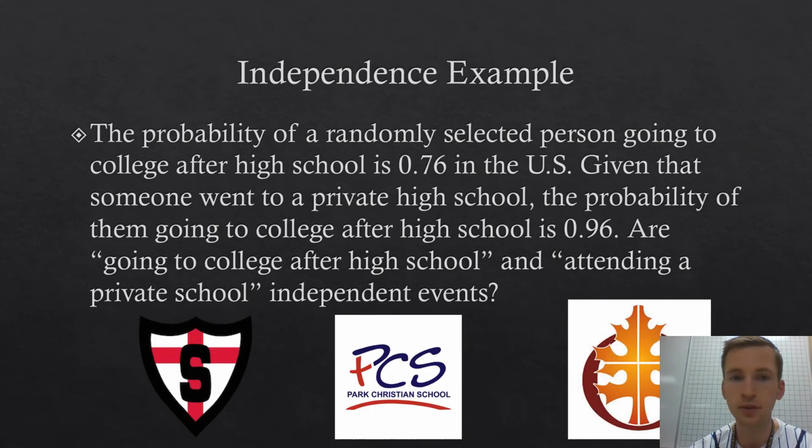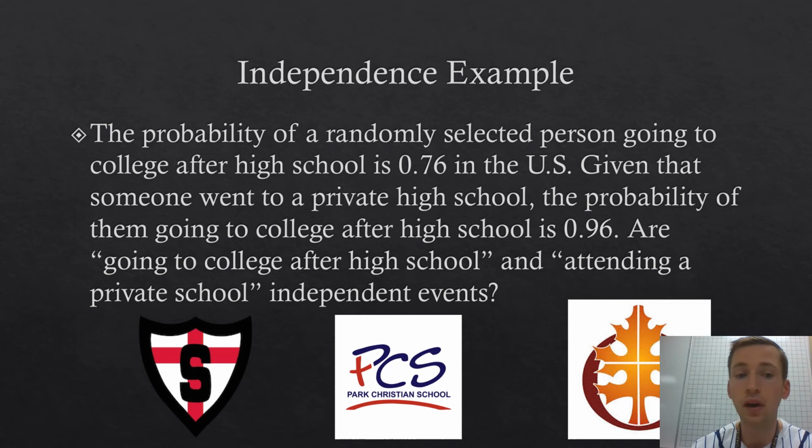So here's an example talking about different types of schools that we have in the US. So here's our problem. The probability of a randomly selected person going to college after high school is 0.76 in the US. So if we take any high schooler in the US, doesn't matter what kind of school they go to, 76% of them will go to college. Now, given that someone went to a private high school, the probability of them going to college after high school is 0.96. So out of just the private school people, that percentage goes up to 96%.